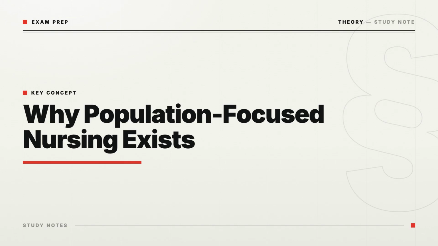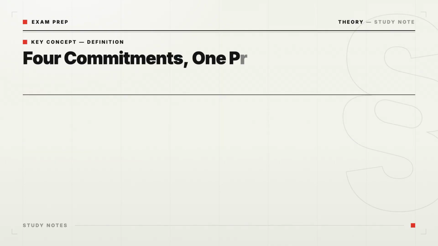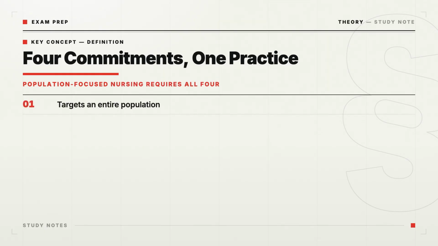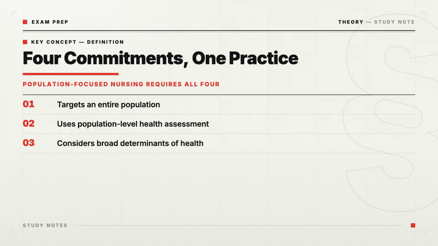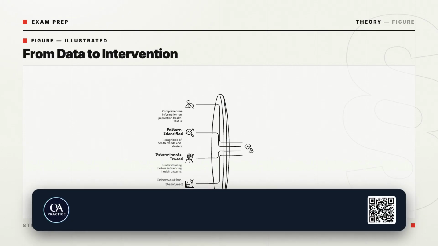A clinic can only treat the people who walk through its door, never the ones who can't get there, don't know they're sick, or don't trust the system. Population-focused nursing exists to reach exactly those people, starting somewhere other than the waiting room. The definition packs in 4 separate commitments: targeting an entire population, identifying problems through population-level assessment, considering the broad determinants of health, and working across all 3 levels of prevention. Each one can be tested on its own. The sequence gives the practice its shape.